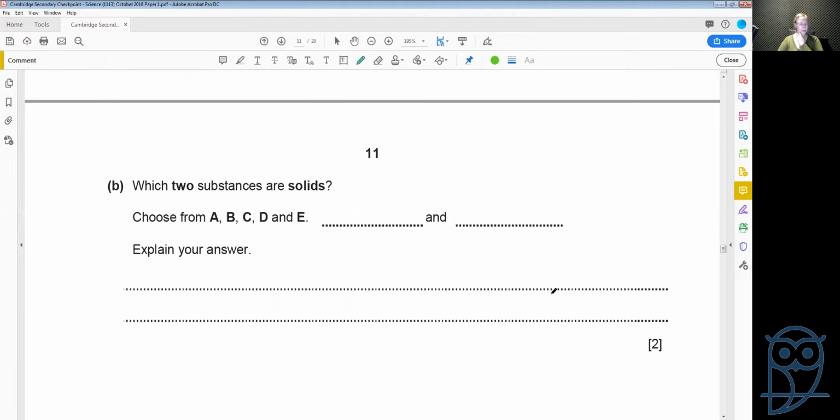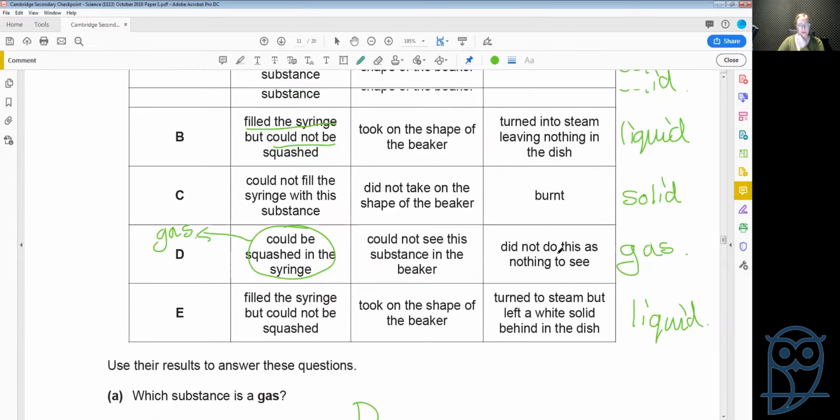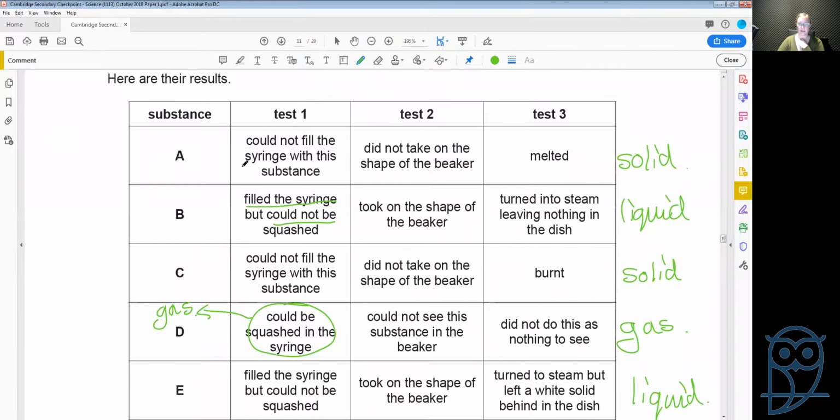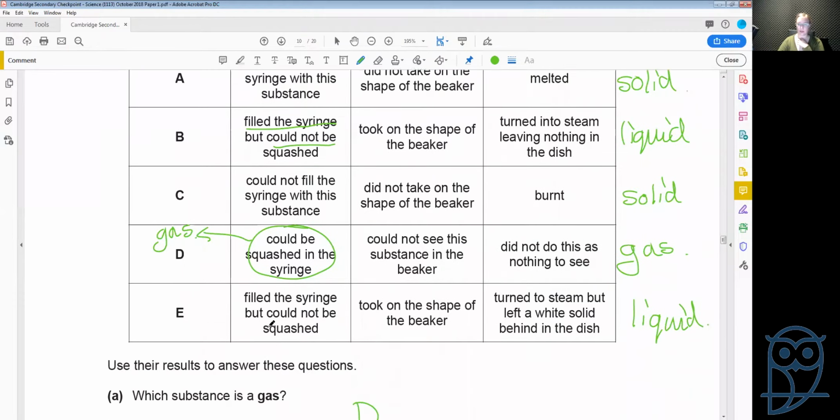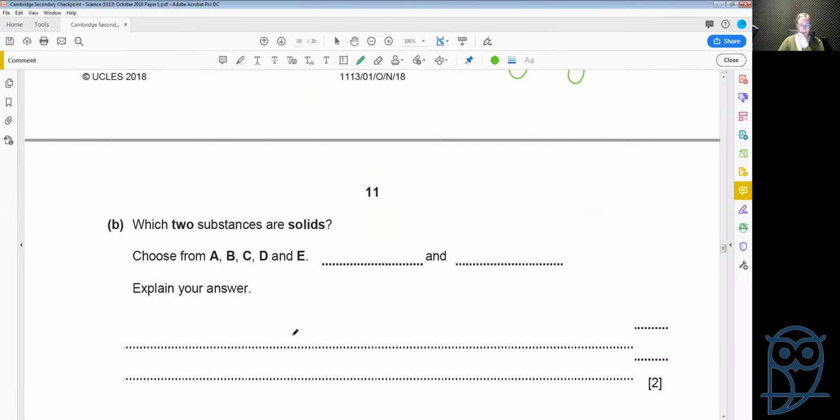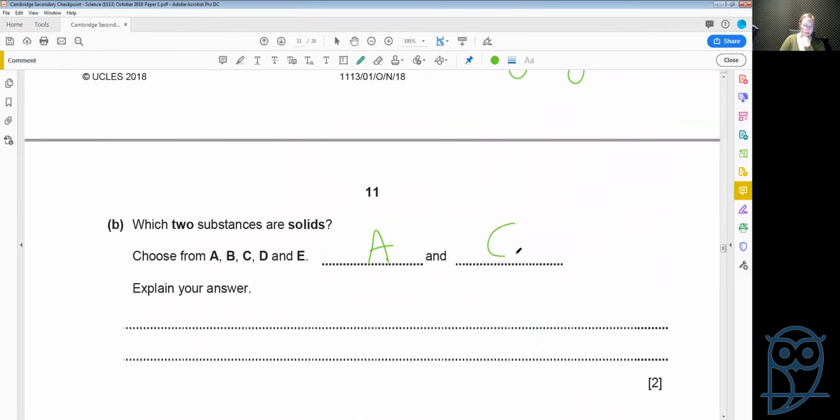Okay. So which two substances are solids? So if we go back to over here, we have substance A is a solid and substance C is a solid. A and C. Explain your answer. So they could not fit into the syringe.